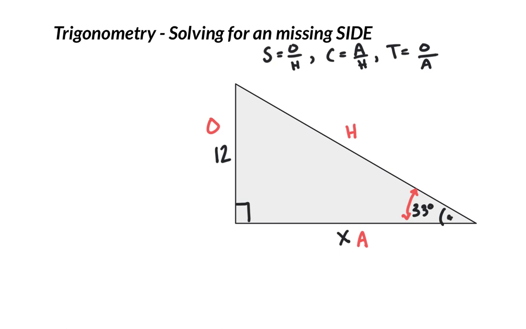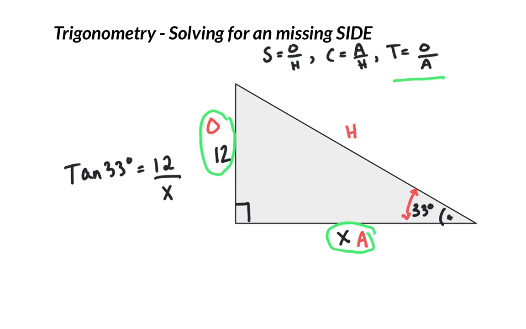We're going to identify what we were given. We were given the opposite side, and we know it's 12. We are solving for the adjacent side, x. Well, which one deals with O and A? That is tangent. So we write down that the tangent of 33 degrees is equal to, and keep them in order, opposite divided by adjacent.